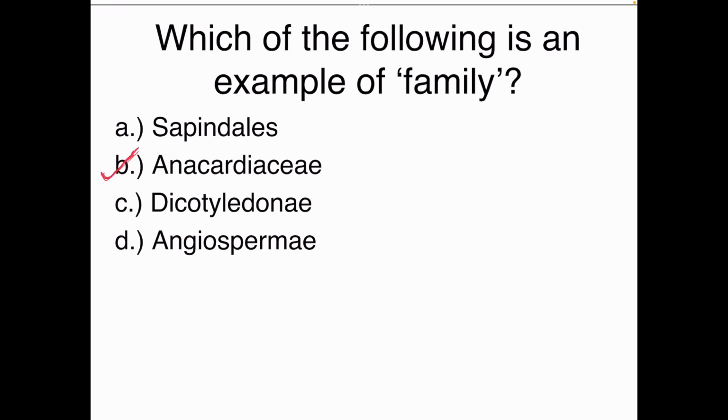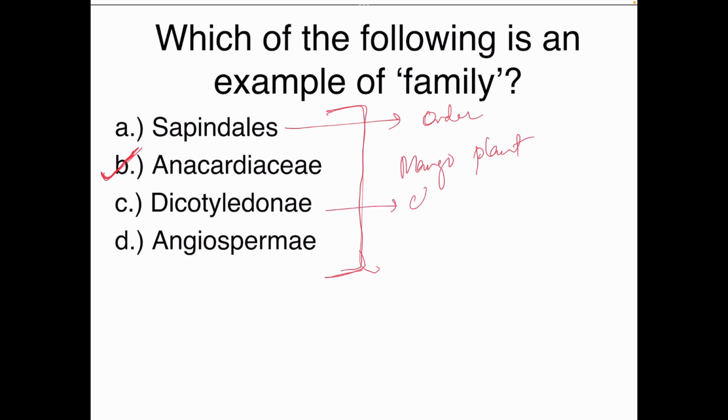And one interesting thing about this question is all these categories are about our beloved mango plant, okay. Sapindaceae is what? It is the order. Dicotyledone is the class. Angiospermae, yes, it is the division, and of course plant is the kingdom. Beloved mango plant.